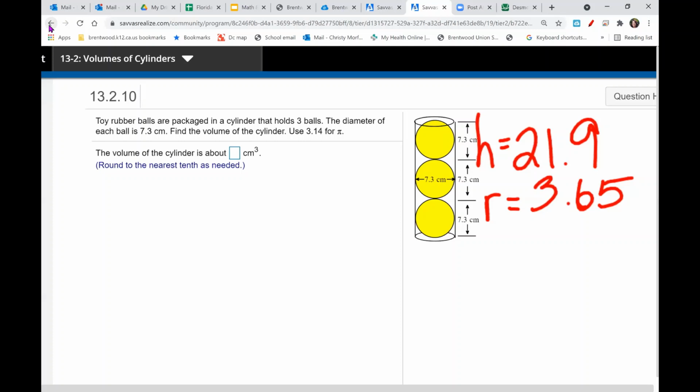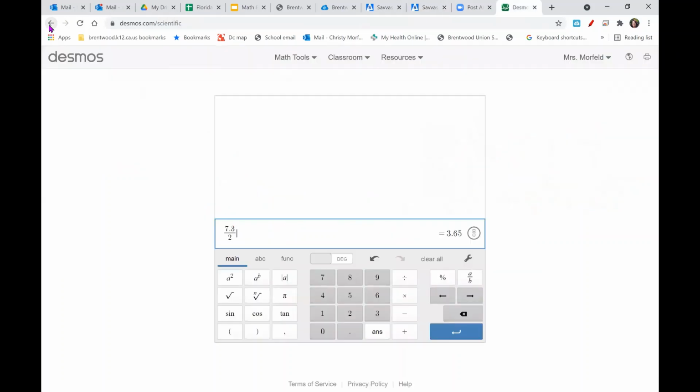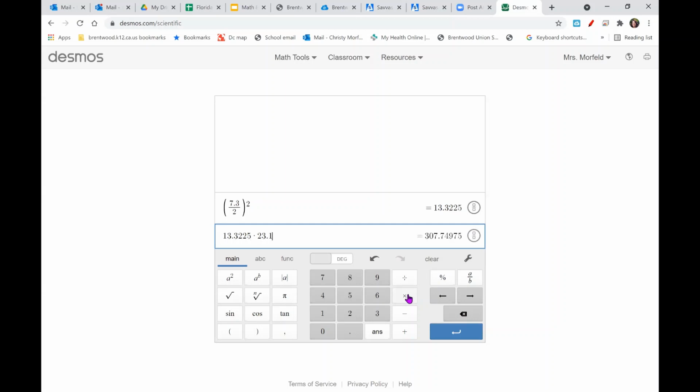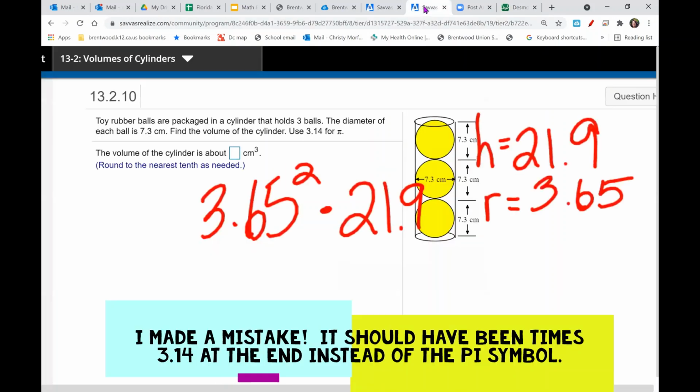At least on this one, they let you use 3.14 for pi. So for me, that's going to be 3.65 squared times 21.9 on the calculator. So I'm going to go back. I already have a 3.65, so I'm just going to go ahead and do this and click on the squared. And then, 13.3225, I have no idea why it didn't like me doing that, times 23.1. All right, so 307.7, and then the pi symbol.